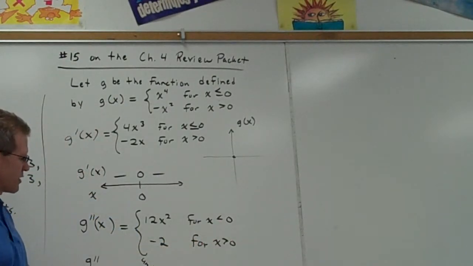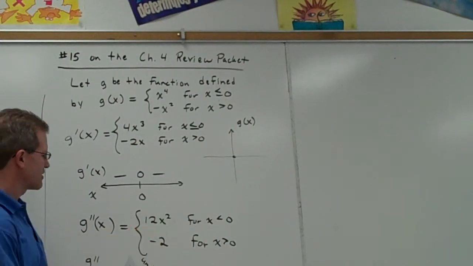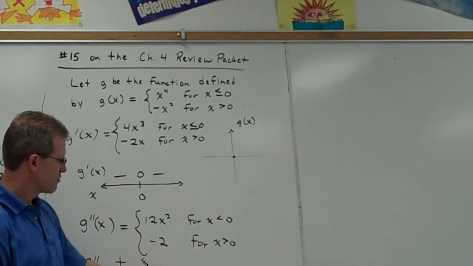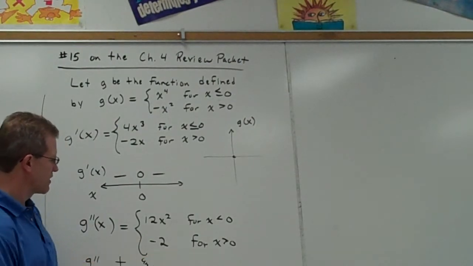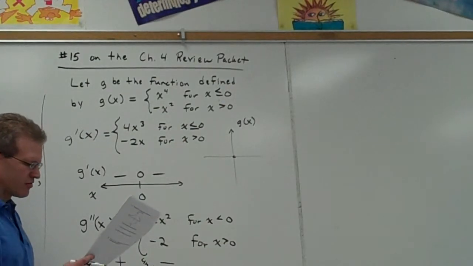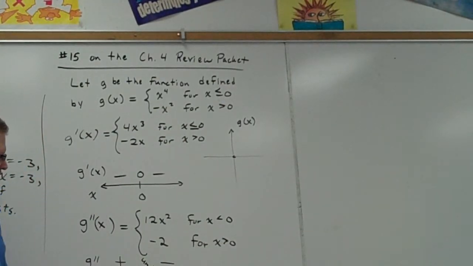Now pick a number smaller than 0, like negative 10, and plug it in the top expression and you get a positive. Pick a number bigger than 0, plug it in the bottom expression, you get a negative. Part D says g double prime of x is less than 0 for all x. That's not true. G double prime of x is positive when x is less than 0. It's trying to say it's negative for all values of x, so D is not true.